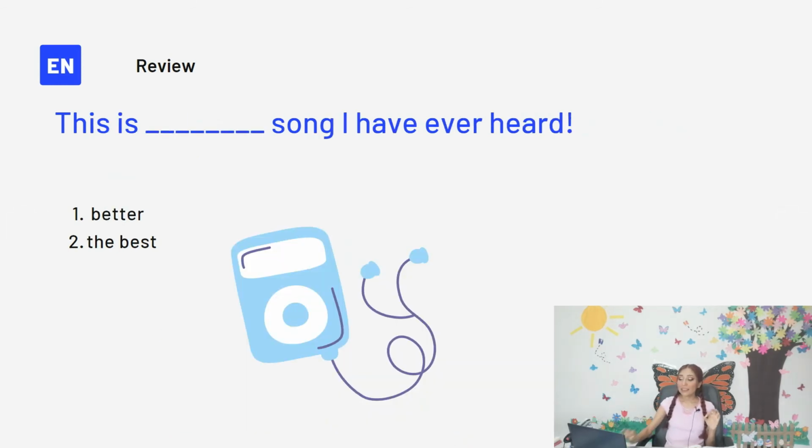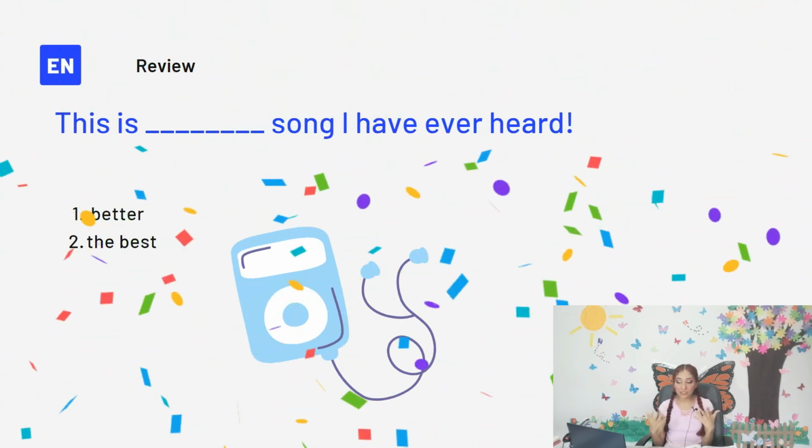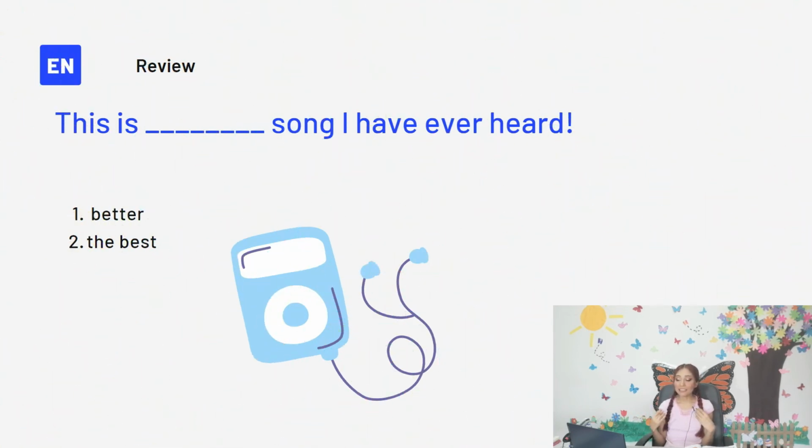Let's go to the next one. This is blank song I have ever heard. Maybe I have heard a lot of songs in my life. So is it a superlative, comparative? Number 1, better. Number 2, the best. Which one is the correct answer? If your answer was, this is the best song I have ever heard. Number 2, that's correct. Well done. Yes, because we're using a superlative and these kind of superlatives are irregular because it's good, the best, better, etc.